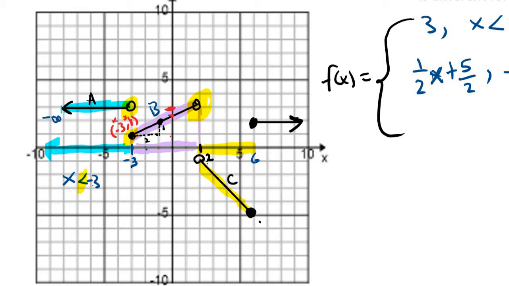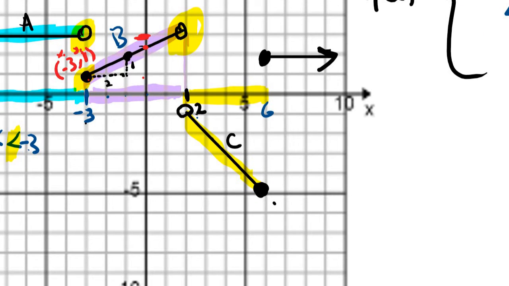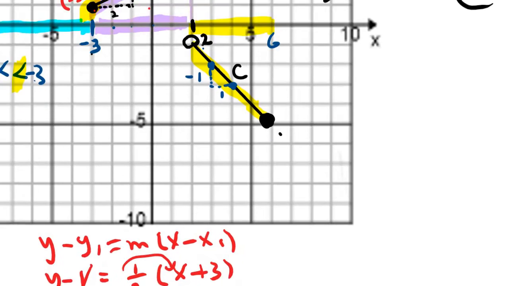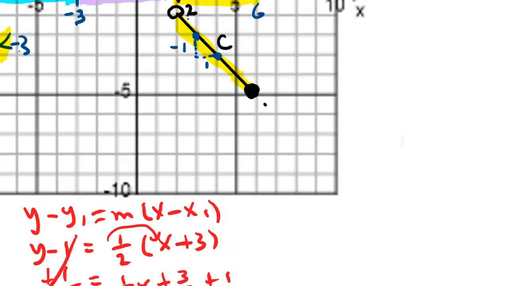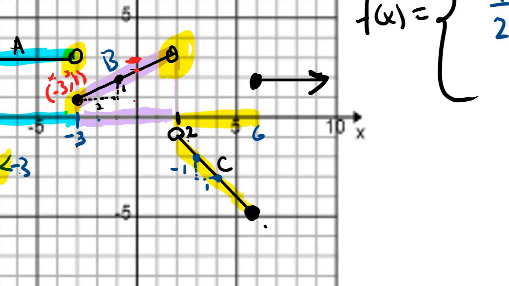Now let's find the rule for this portion. We're going to find the slope. If you pick a lattice point here and another lattice point here, we can see that the slope is 1 over 1, but it's negative 1 because you're going down. So the slope is negative 1. We can trace this graph up instead of using point slope, to the y-axis, to see if we can find the y-intercept.